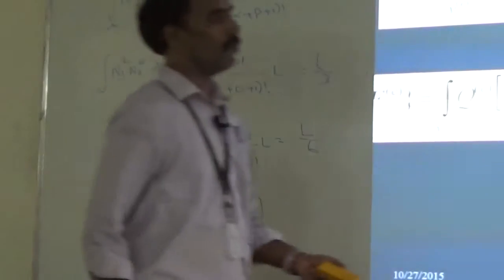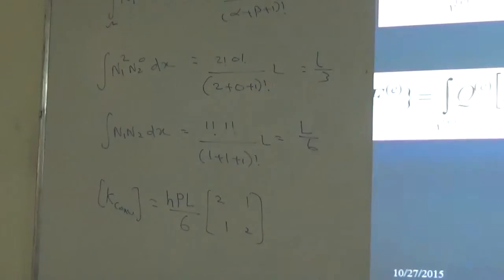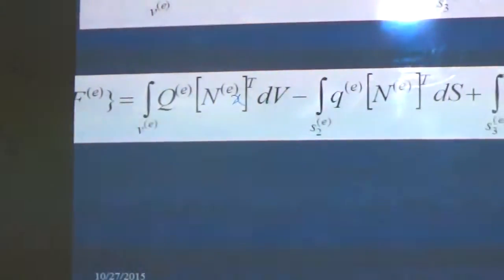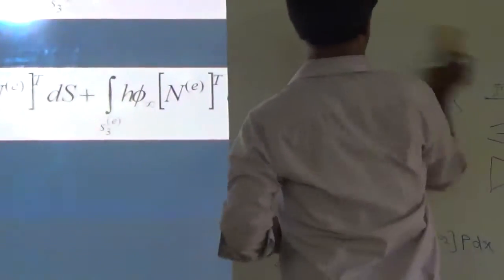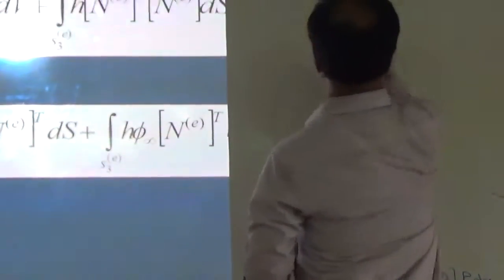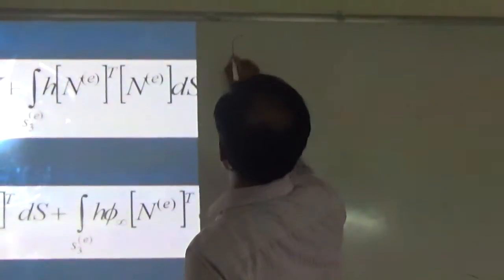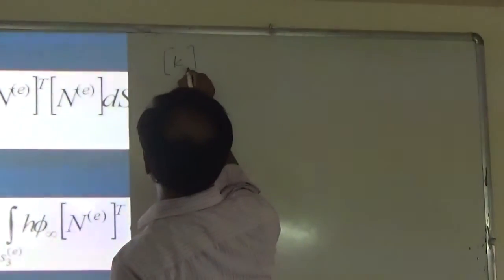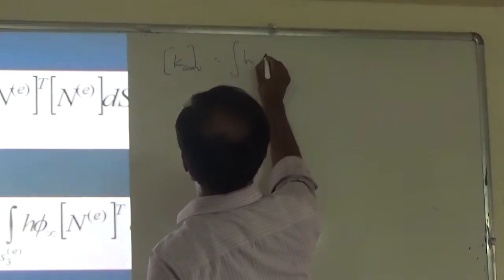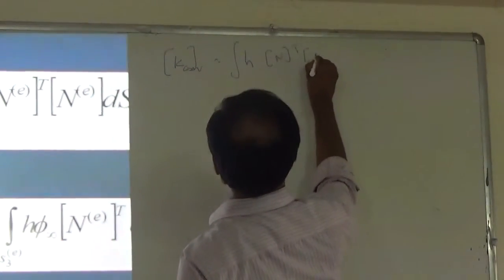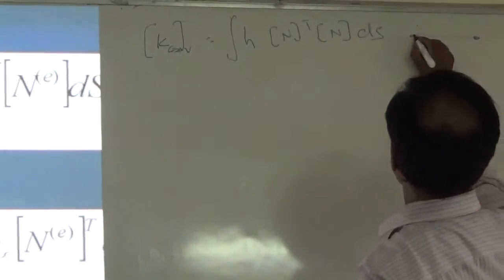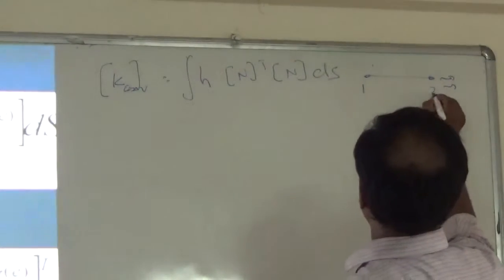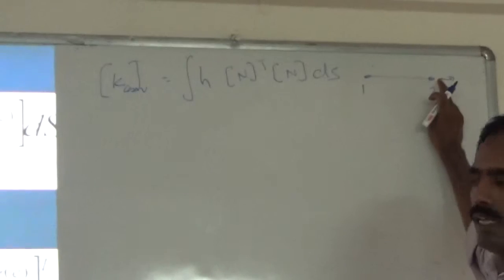Now, again, we are going to consider end convection also. It's also possible that convection may take place at the end of the fin. We are considering end convection. So for end convection, again H N transpose N into ds. Now for end convection at node 2, this is taking place at the second node.